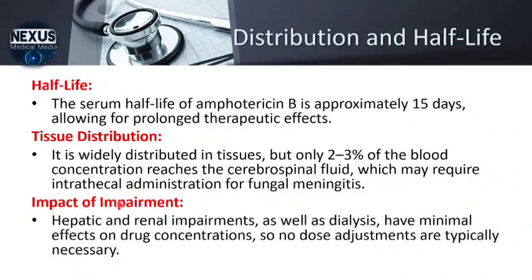Impact of impairment. Let's say someone has chronic kidney disease and is also supposed to be on amphotericin B. For this medication, you don't have to change the doses if someone is undergoing dialysis.